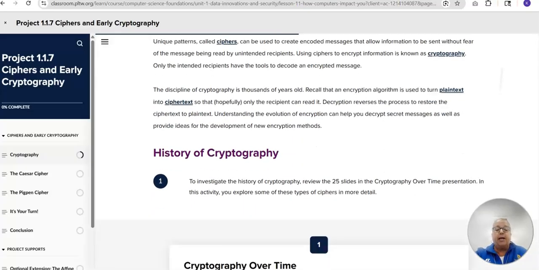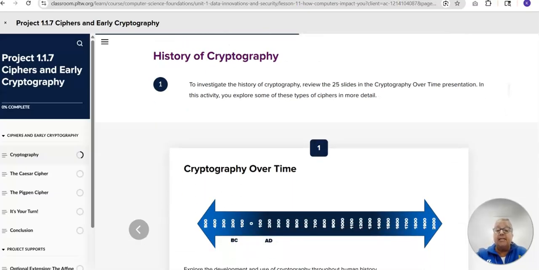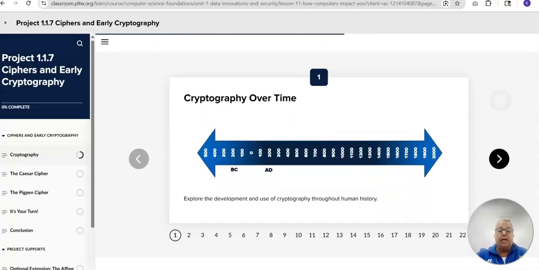Here's the history of cryptography. To investigate the history of cryptography, review the 25 slides in the Cryptography Over Time presentation in this activity. You explore some of these types of ciphers in more detail. So you'll notice, okay, here's slide 1. It started in 500 BC and it's gone clear up to 2025 today.